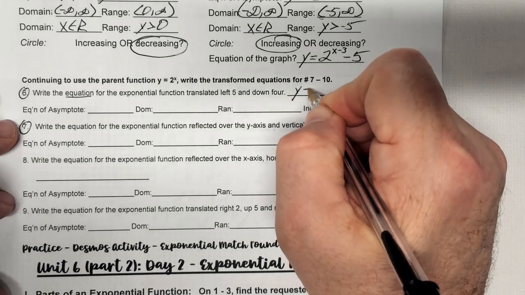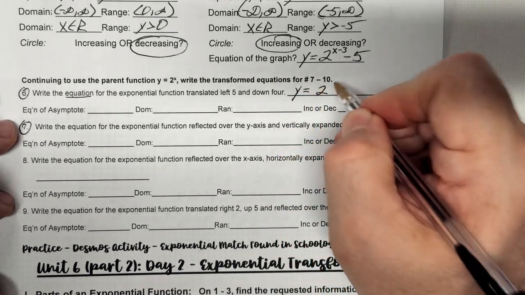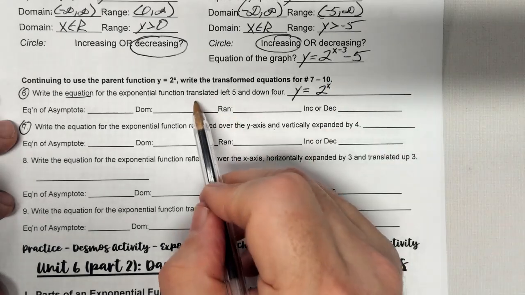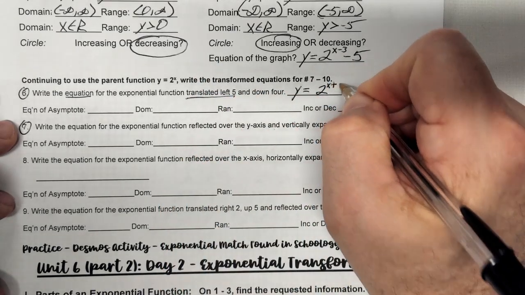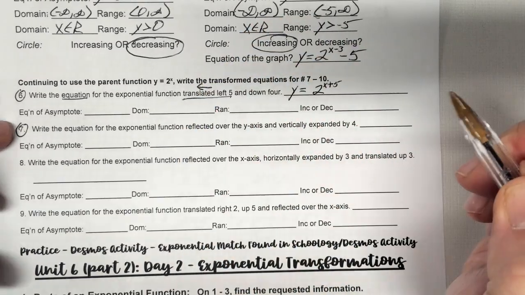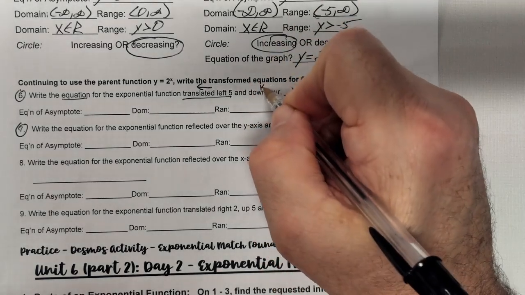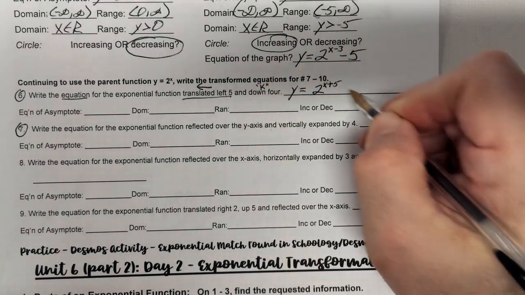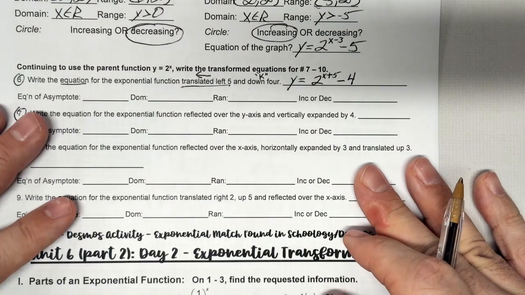So again, it's going to be y is equal to 2, put a space right there, and then we're going to put x. And then translated left 5, so that's going to be plus 5. So translated left 5, that'll be plus 5. And then down 4, this is our k. So down 4, we're going to put it right here as minus 4. So that'll be our equation.